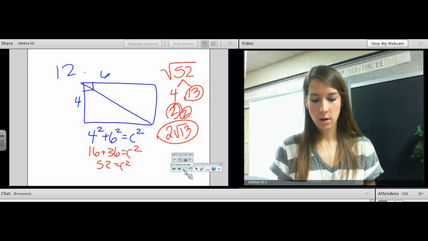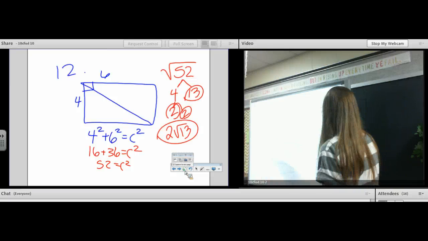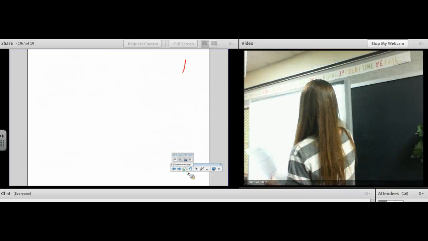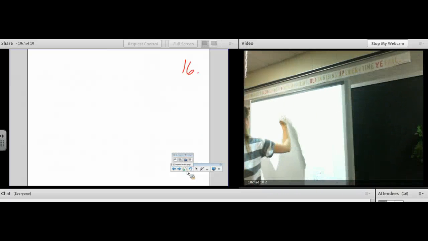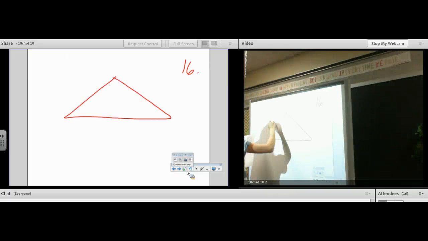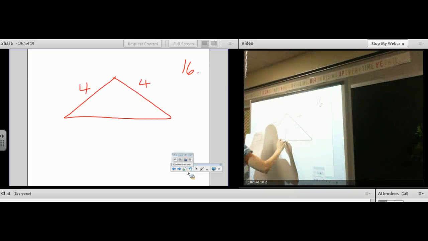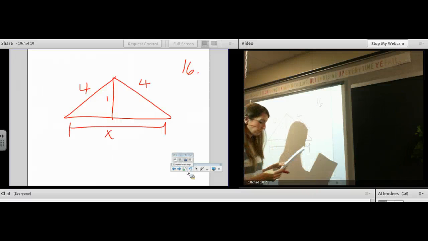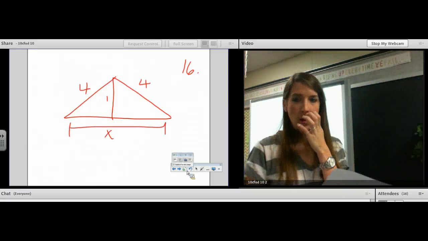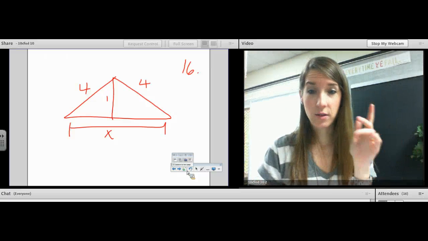2 root 13. So that's number 12. Okay. 16. I'll do 16, 19, and then 20. What kind of triangle do we have in number 16? Number 16 is an isosceles triangle, 4 and 4.